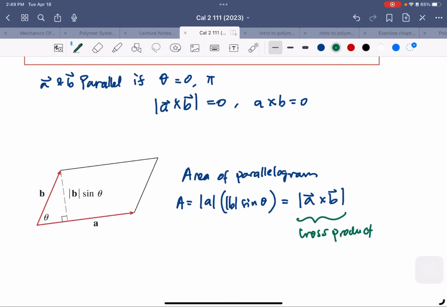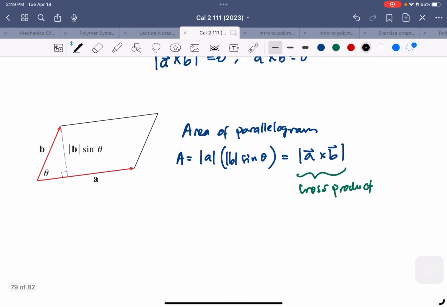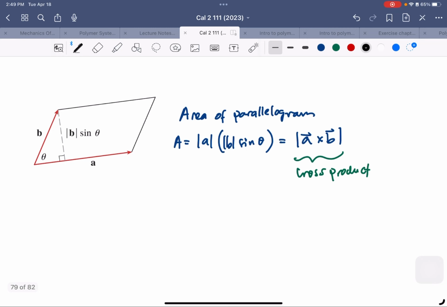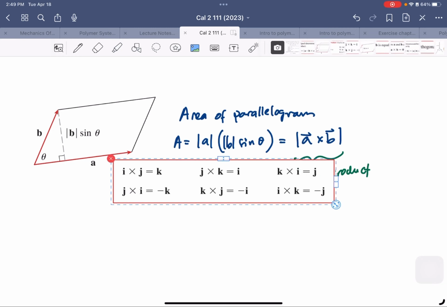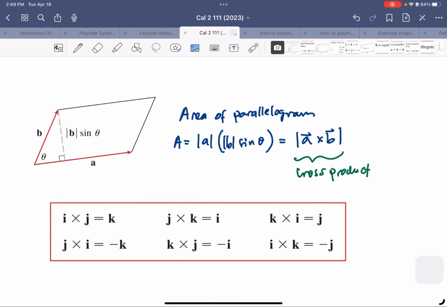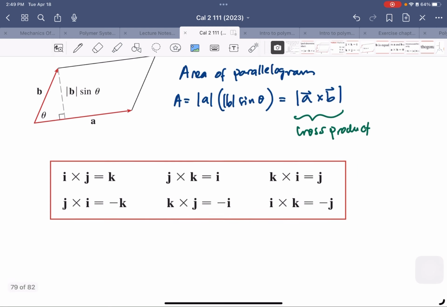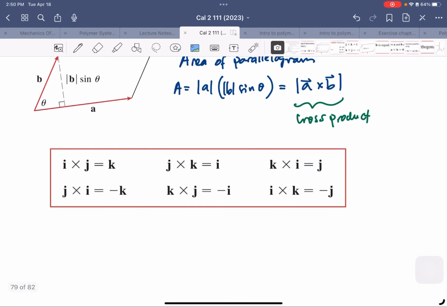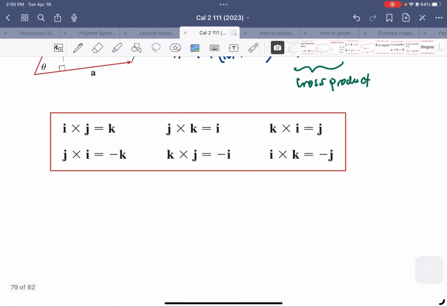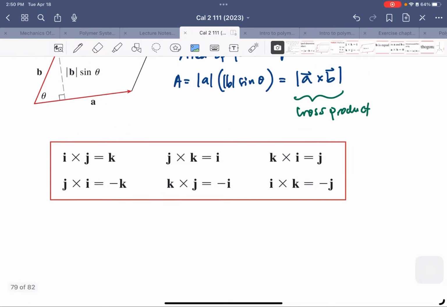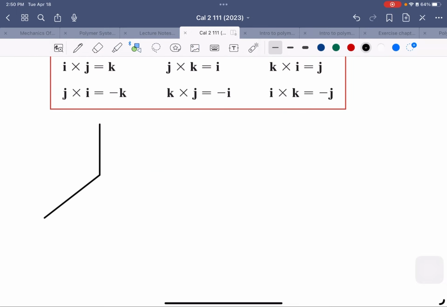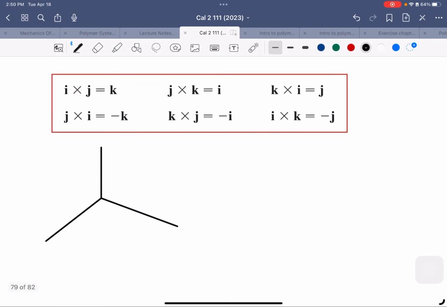And with the cross product, we can also define the basis vectors. We could multiply them with each other and determine the result. So I cross J. How do we determine this? If we suddenly forget, we could just draw the 3D space. Let's say this is I, this is K, and this is J.